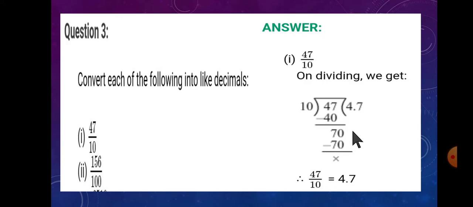Then, because the remainder is too small to divide, we will add a point. Then 10 sevens are 70. Otherwise, instead of this process you can do it directly: because the denominator is 10, you can insert the decimal after one digit. You start from the ones digit and then add the decimal.